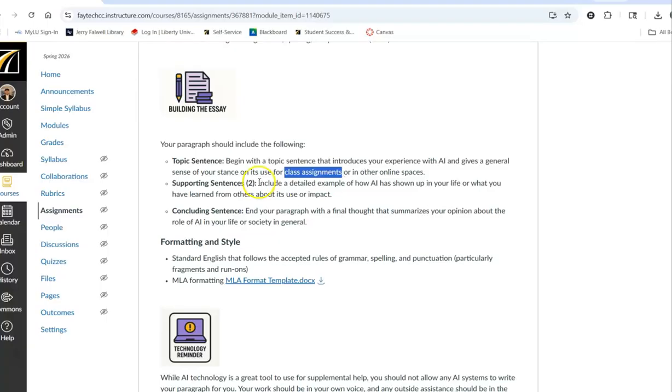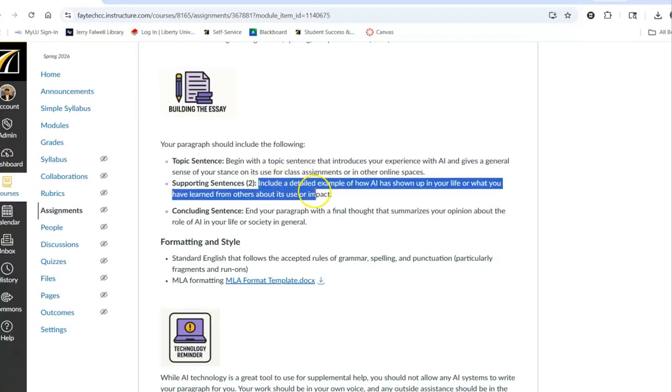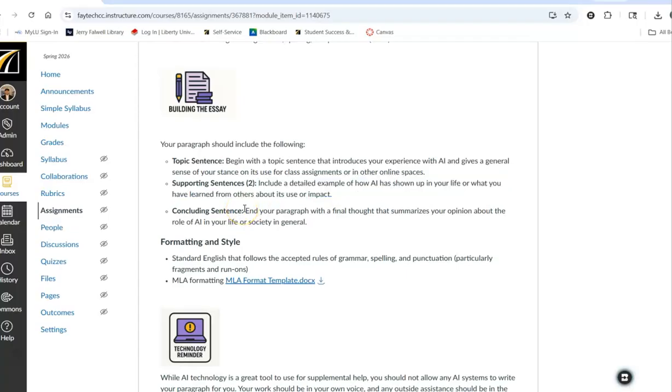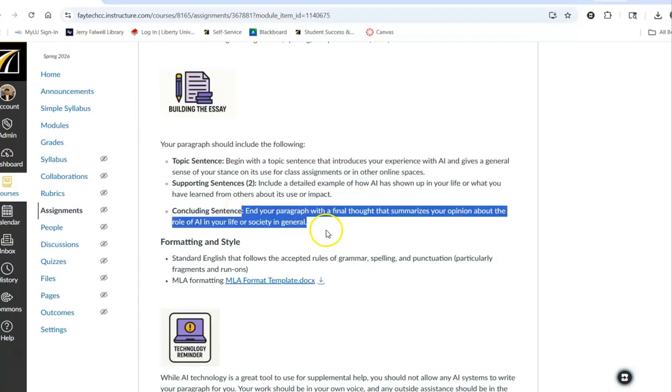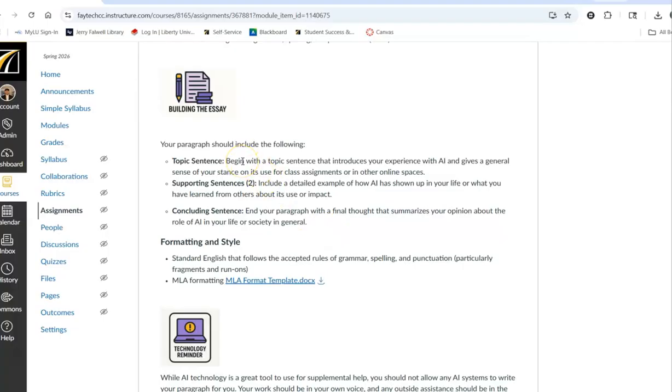And so forth. Then your supporting sentences, they're going to write 2 of them. So this is the detailed example. That's the evidence of how AI has shown up in your life, and or what you have learned from others about its use or impact. And you're going to explain what you've learned. That's your second sentence there. And then your concluding sentence that wraps things up. So it's 1 sentence for the topic sentence, 2 in the middle, and then another one at the end for a total of 4 sentences.